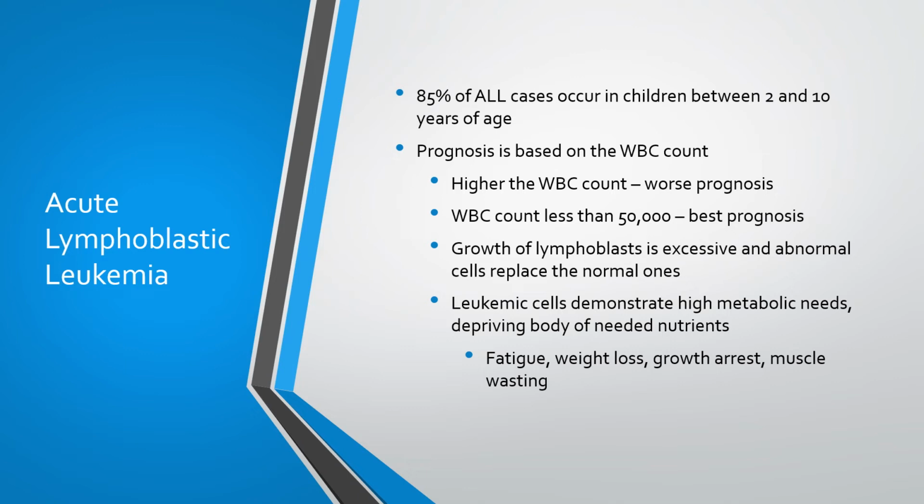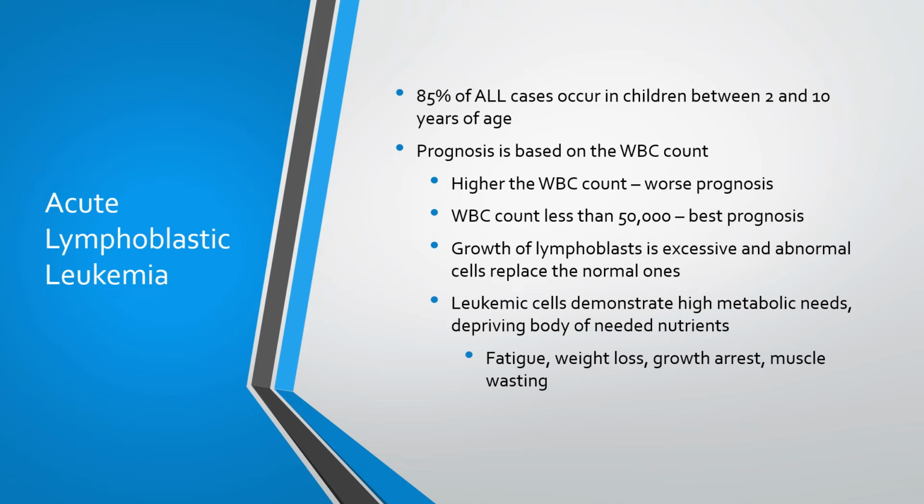85% of all cases occur in those kiddos between 2 and 10 years of age. Prognosis is based on that WBC count. Leukemia is an unrestricted proliferation of those immature white blood cells in the blood-forming tissues of the body. The liver and the spleen are the most severely affected organs when we talk about leukemia and we talk about acute lymphoblastic leukemia.